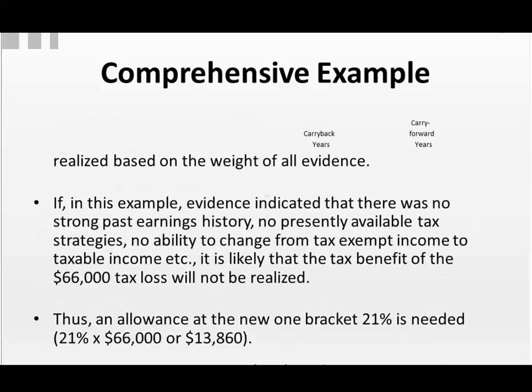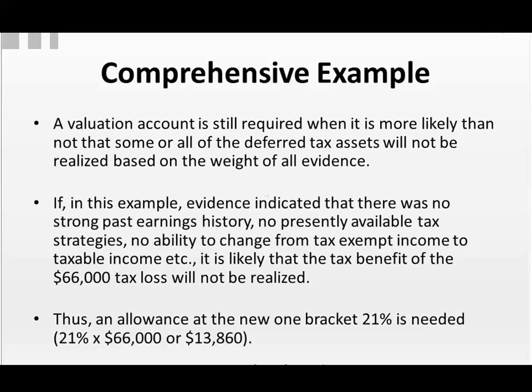So, what would happen? The valuation allowance is still required when it's more likely than not, and in this example, I'm still assuming the evidence says there's no strong past earnings history, there's no tax strategies available, there's no ability to change from tax-exempt to taxable income, and it's likely that the benefit of $66,000 is lost and will not be realized. Therefore, we need an allowance, and the allowance should be the $66,000 that's lost times 21%, or $13,860.